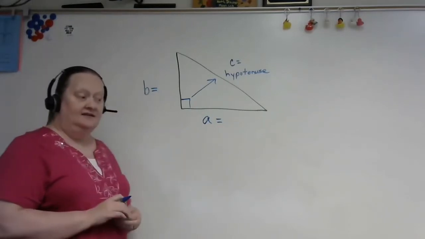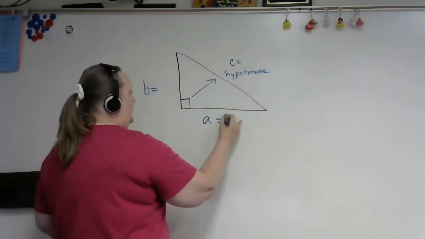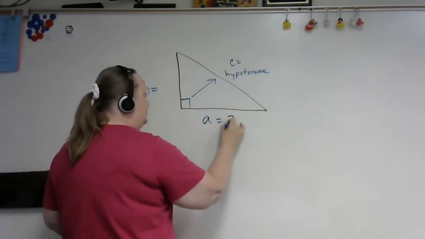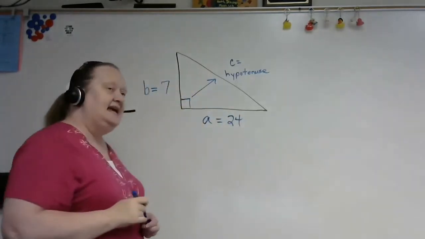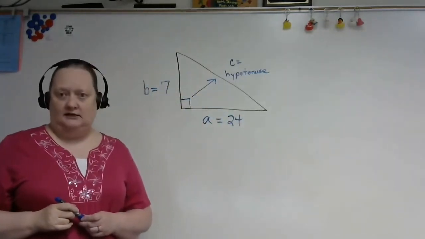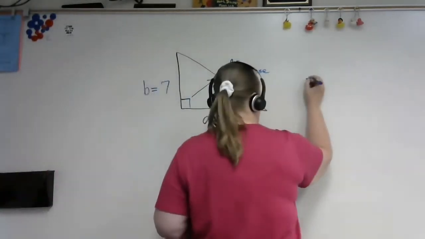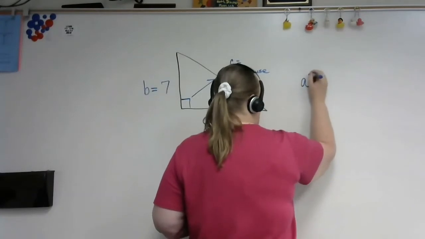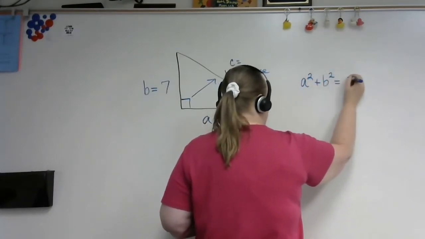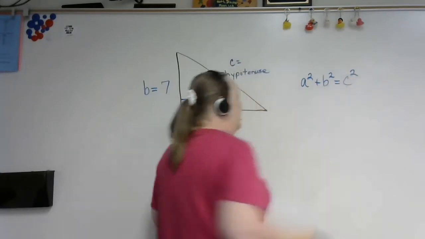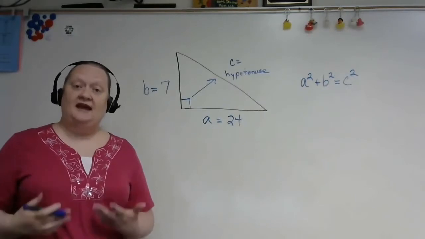In this first case, we are given that A is 24 and B is 7, and it's asking us to find the hypotenuse. The next thing that you need to do is to write down your Pythagorean theorem. A squared plus B squared equals C squared. And that's your Pythagorean theorem.